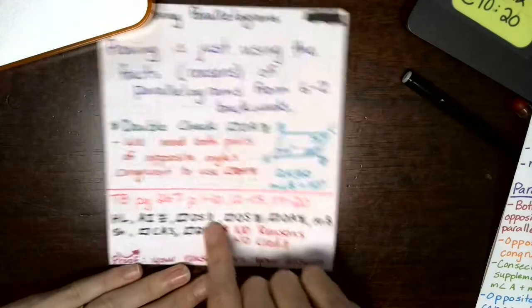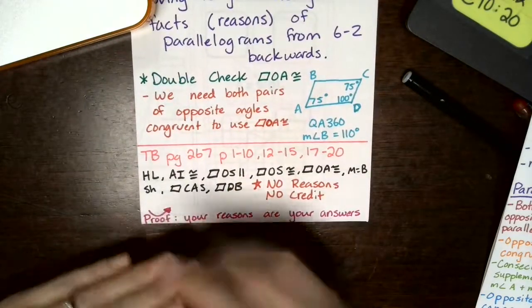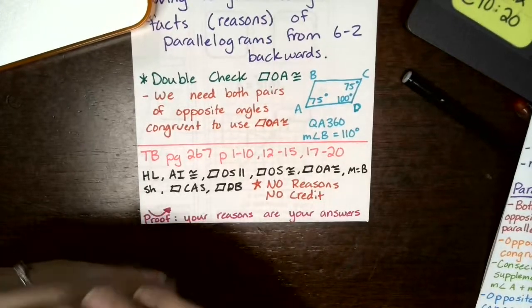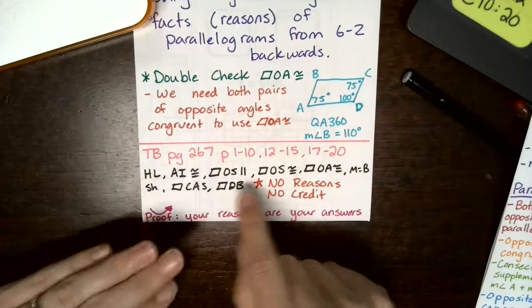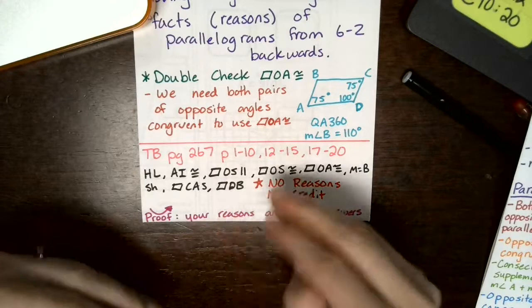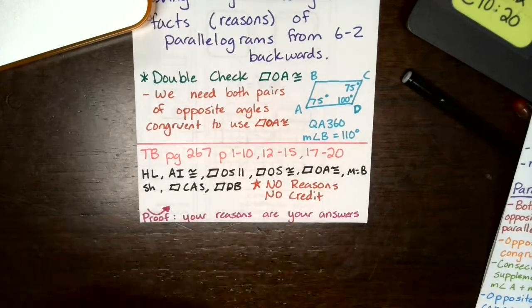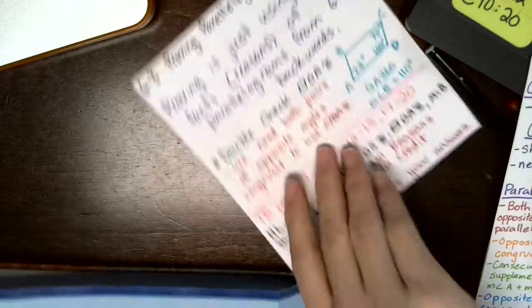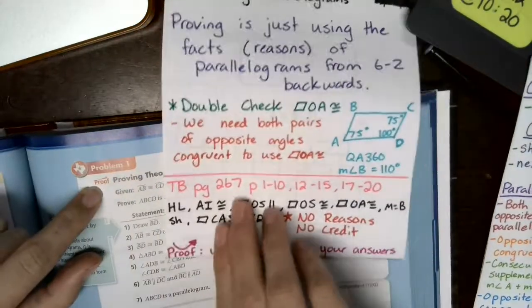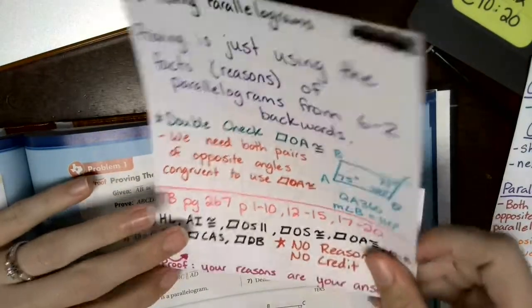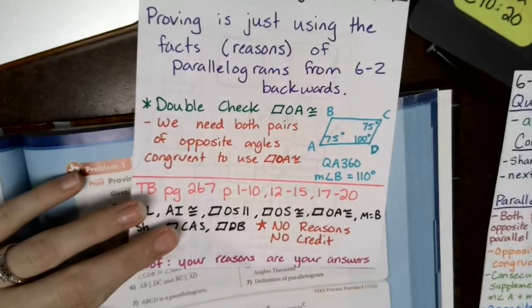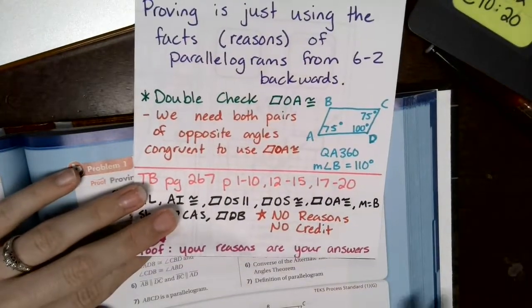There's quite a few reasons on here. Use these when you're doing Math Excel or textbook problems. You need to write these out, okay? If you don't have your reasons, if you're not showing your work, I can't give you full credit, okay? For any of the problems in the textbook that say proof, like this right here, you just write your reasons. Your reasons are your answers in that situation. So let's look at some example problems.